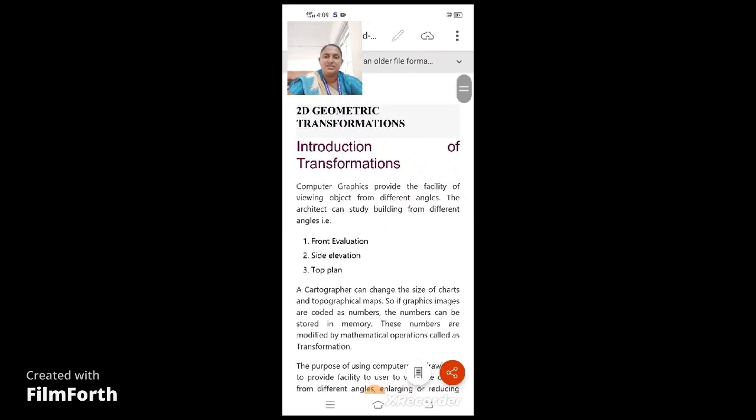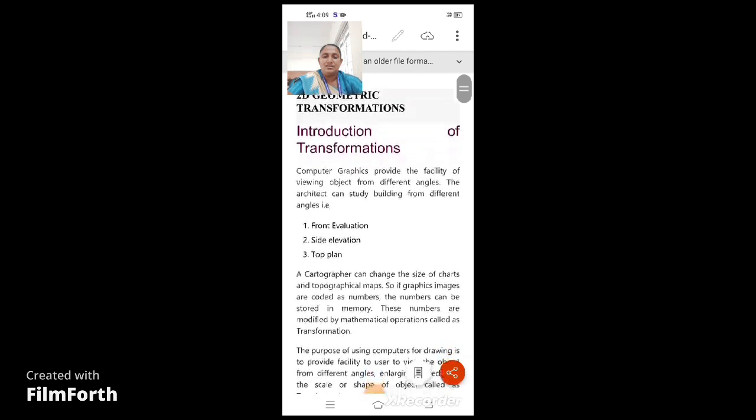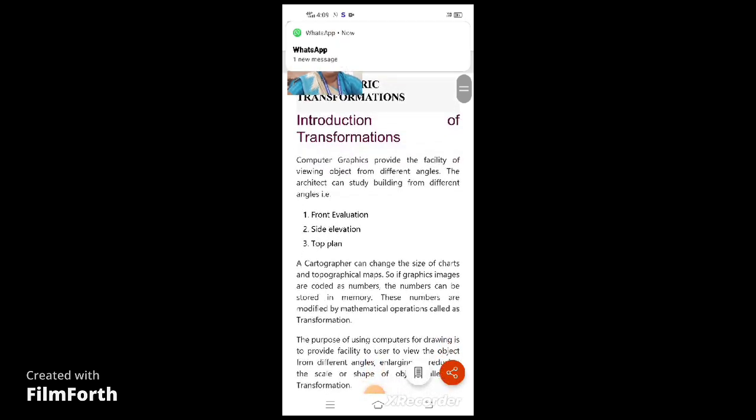Good morning, students. Today we are going to see the topic 2D geometric transformations in computer graphics. So, what does transformation mean? Changing the picture from one position to another position, maybe based on a background, or maybe the transformation may occur in the background, or it may occur in the object. That is called transformation.